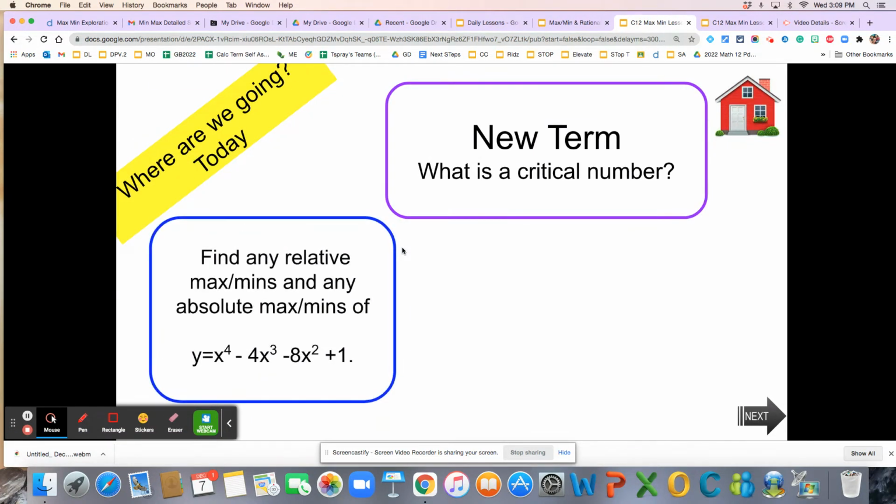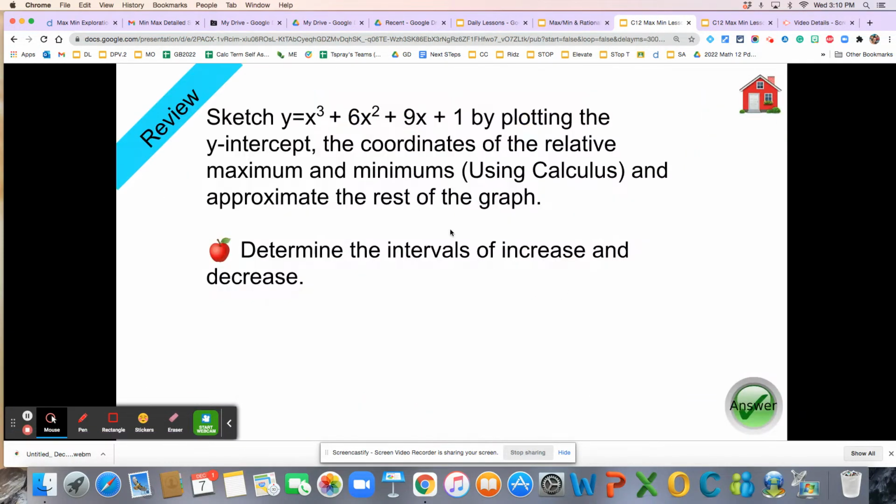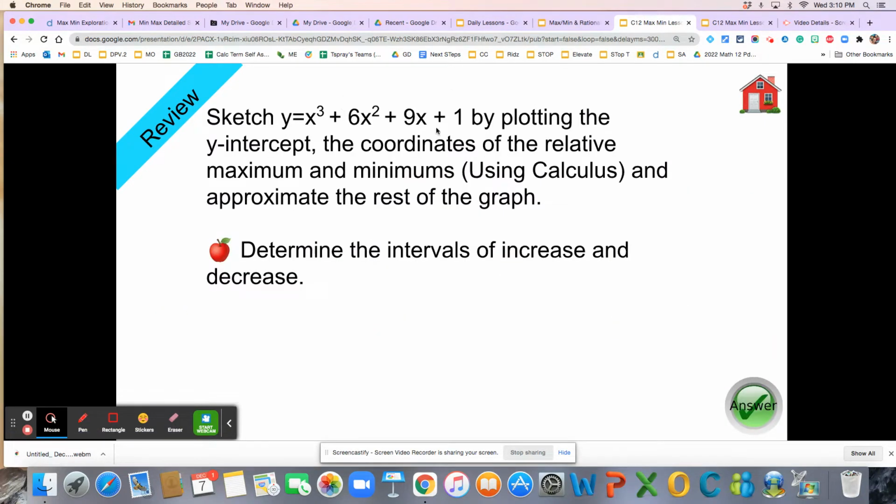Oh, new term: critical number. I want you to be clear of what a critical number is, and I want you to be able to find absolute minimums or maximums for graphs such as this. And here we go. First things, let's do a little review here. How do you graph that one? So let's make sure you know how to do that.